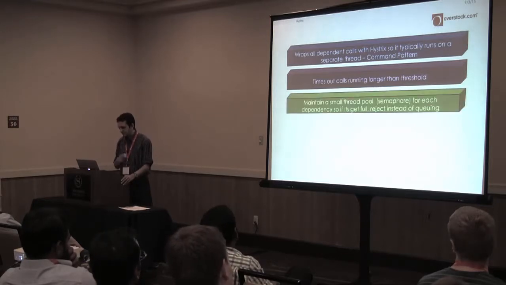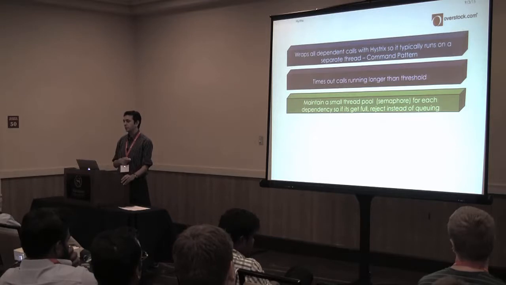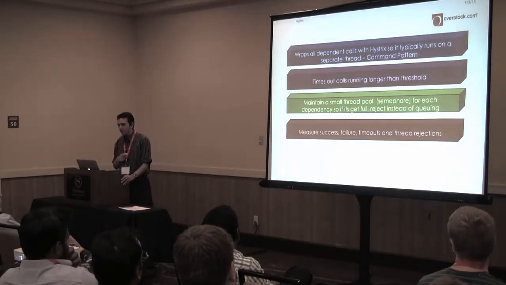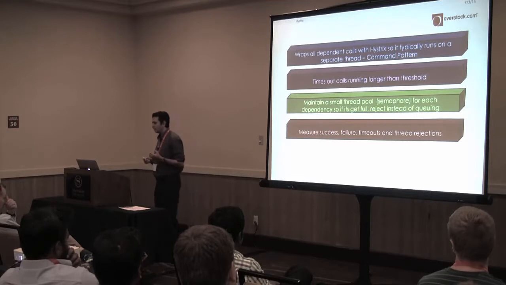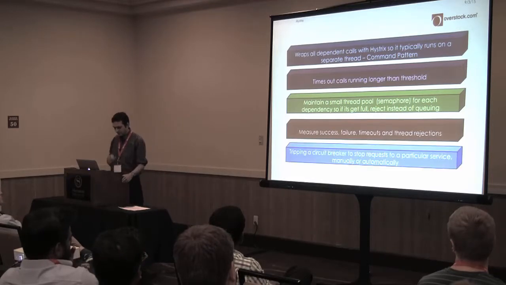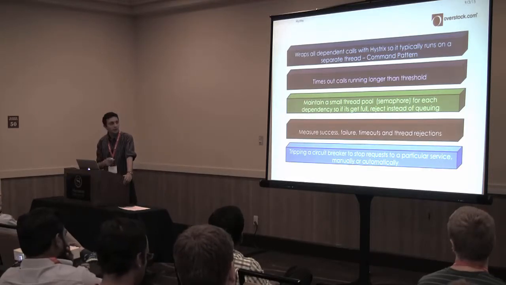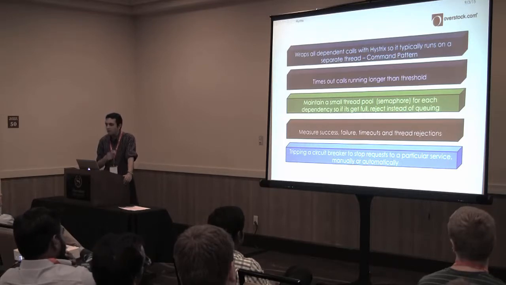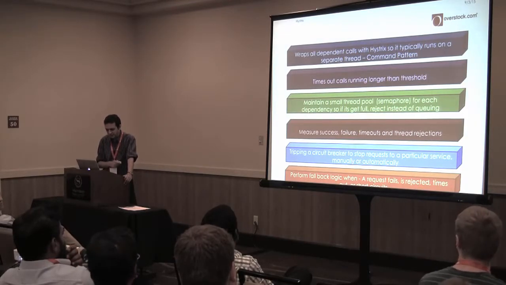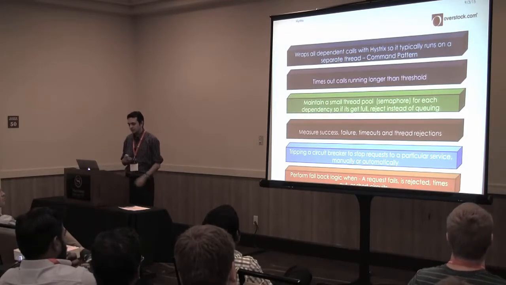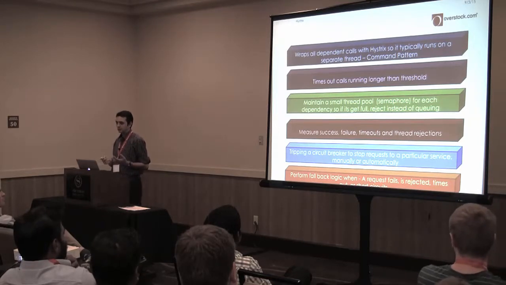It maintains a small thread pool or a semaphore beyond which it starts rejecting calls that come in. It constantly measures successes, failures, and thread rejections. It trips a circuit breaker either manually or automatically when things start going bad. It performs fallback logic when a request fails, is rejected, or in the case of a short circuit.